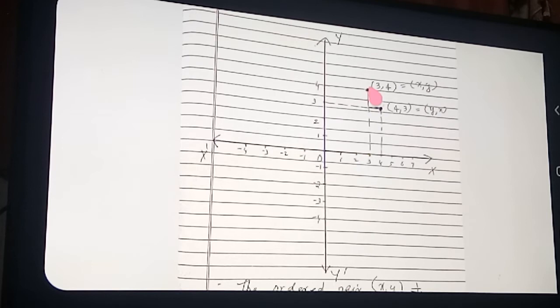So I marked first. Which point did I mark? (3, 4). What is (3, 4)? (3, 4) means x coordinate is 3, so I draw a line from 3. See here. And the y coordinate is what? 4. So see here, 4, no? Yes. So ordered pair (3, 4) corresponds to which point? This point. Here I mark the point. I darken the circle there. So ordered pair (3, 4).